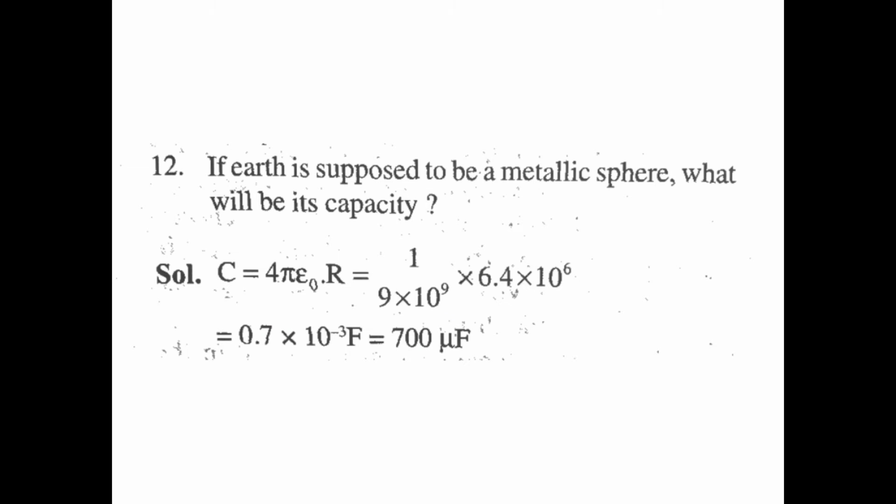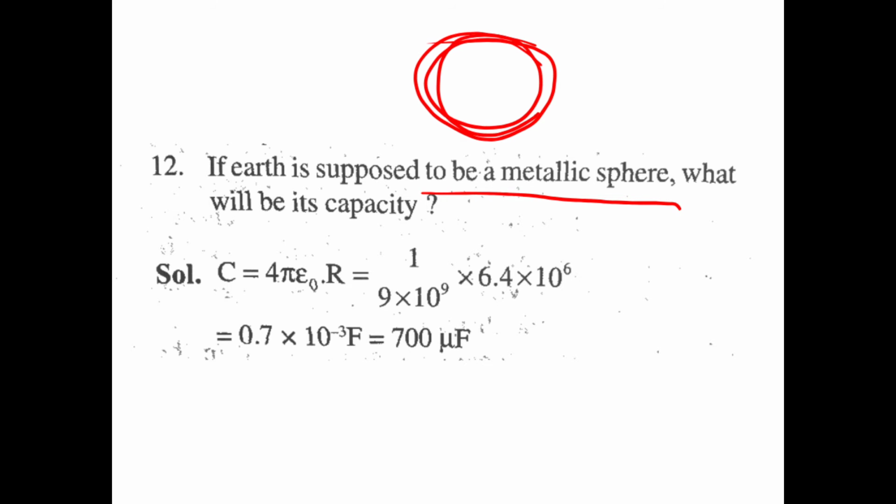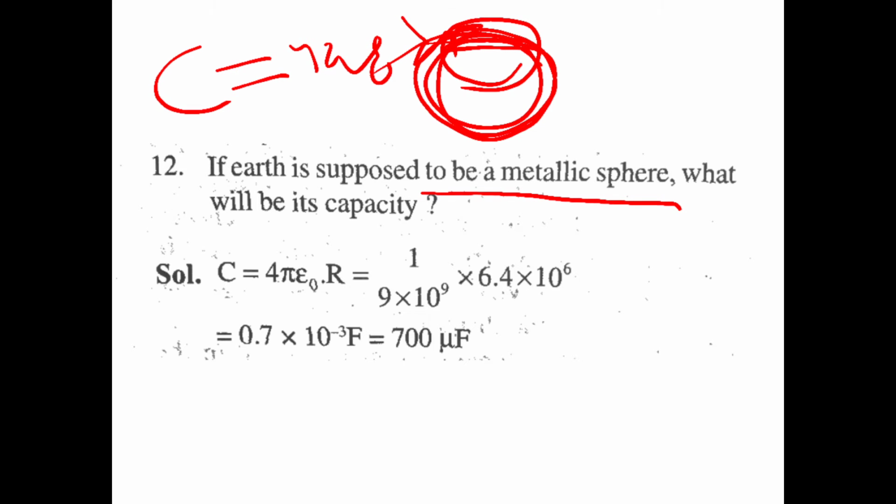Next, if earth is supposed to be a metallic sphere, we have to suppose earth is a metallic sphere. What will be its capacity? We know for a sphere, capacitance C is equal to 4 pi epsilon 0 into radius, that is r. So here we have to determine the radius of the earth. What is the radius of the earth? You have to remember this. It is 6.4 × 10 to the power 6 meter. This is the radius of the earth.